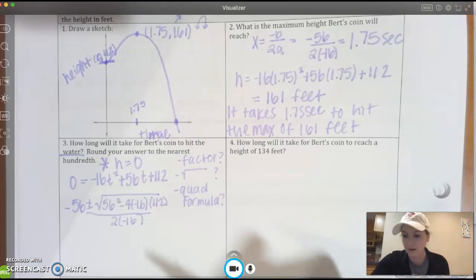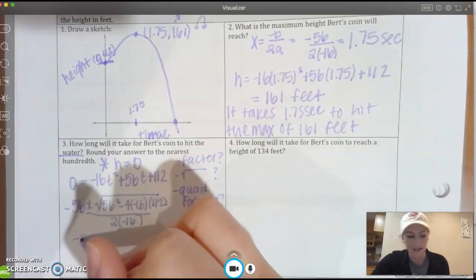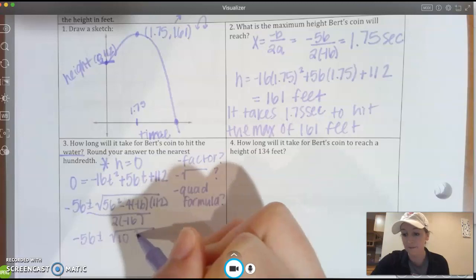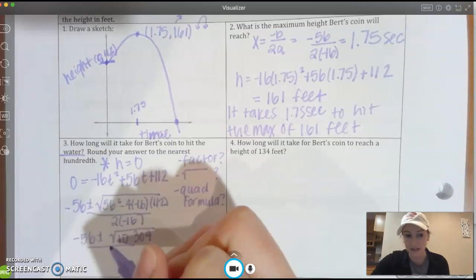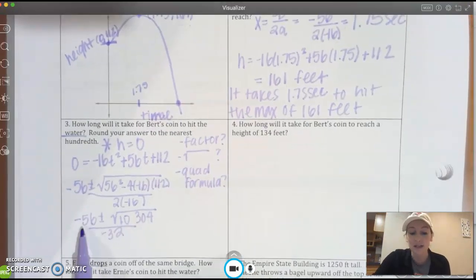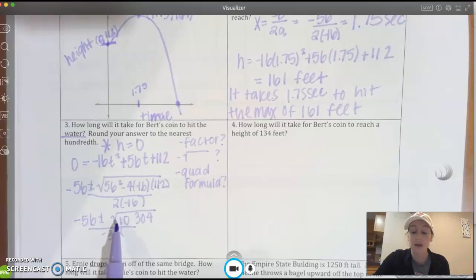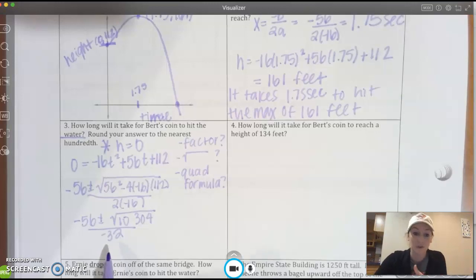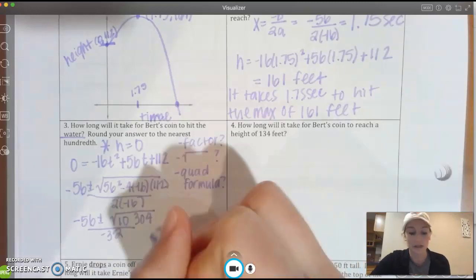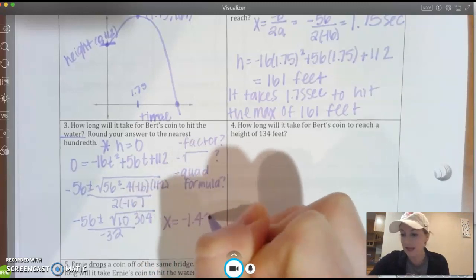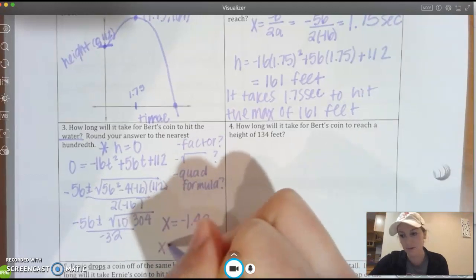So if I go ahead and multiply this on the inside, I get negative 56 plus or minus the square root of 10,304 divided by negative 32. So remember, I have two answers because I need to do negative 56 plus the square root of 10,304 divided by negative 32. And then I just do negative 56 minus the square root of 10,304 divided by negative 32. So when I do that, I get two answers. I get t equals negative 1.42 and I get t equals 4.92.